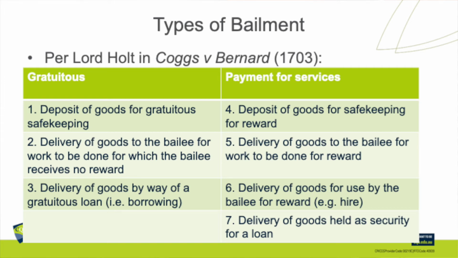So 3 key variations are the deposit of goods for safekeeping, the delivery of goods for work to be done on them, and the delivery of goods for use. For each of those 3 types, the bailee can either receive a reward or not, which gives us 6 different types of bailment. On top of that, the delivery of goods held as security for a loan stands out as the 7th type of bailment.